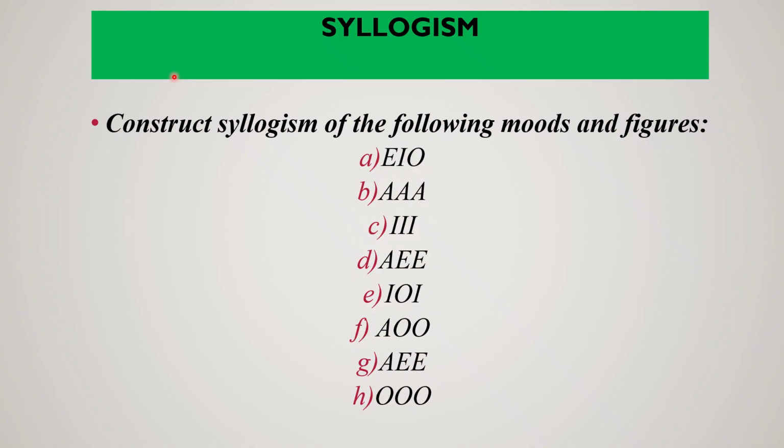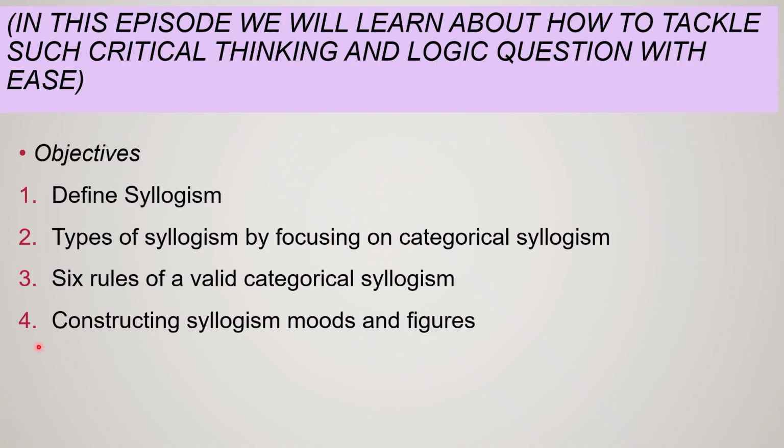Maybe you have found such questions on constructing syllogism of moods and figures such as AEO, AAA. These are the ones that we are going to look at in this episode. So we are going to tackle various critical thinking and logic questions to make it easy for you as you do your revision and as you study.